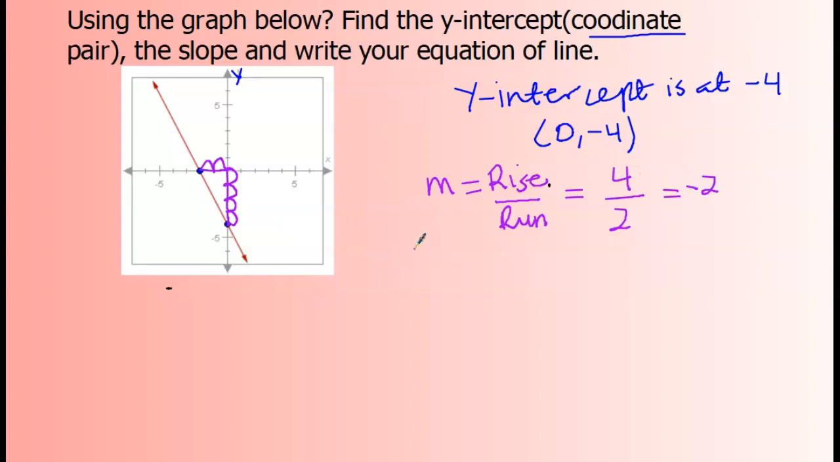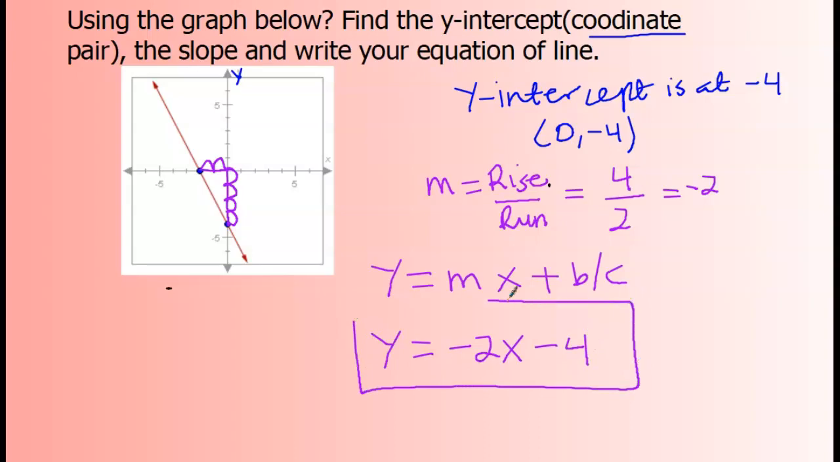Now they want us to write the equation. So we're going to use y equals mx plus b, or plus c. If you're in Europe, they use c. All of them mean the same. So our slope is given, -2x, and then we got our y-intercept at -4. So this becomes the equation of the line.